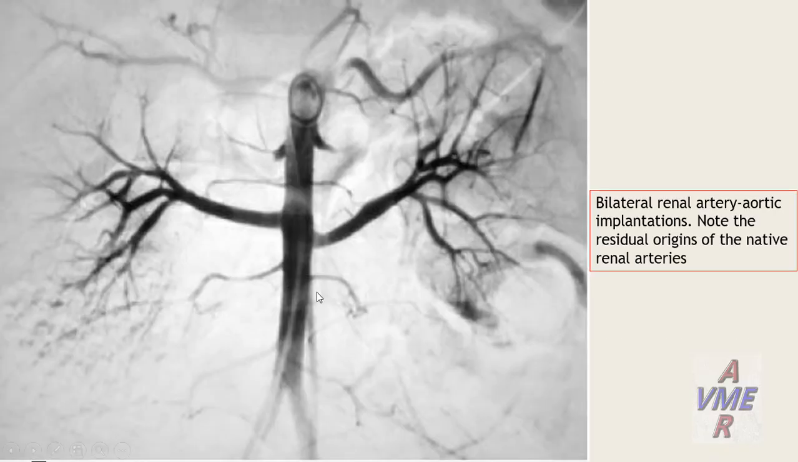This is a picture of an aortogram using this catheter, and we have bilateral renal artery reimplantation, after the arteries have been excised from the origin. This is the previous origin of the renal artery, and this is the reimplantation.